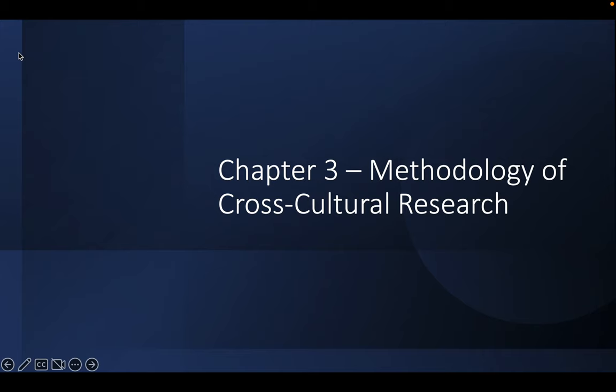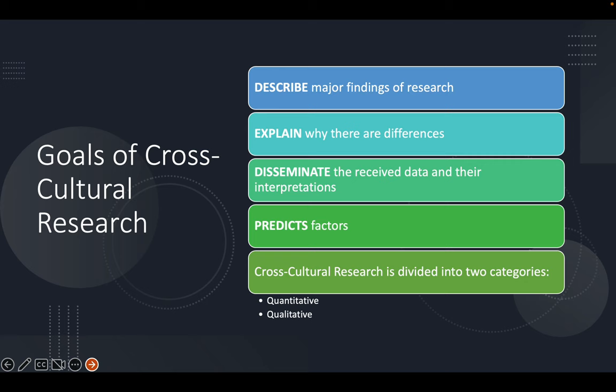This week we're going to talk about Chapter 3, which is the methodology of cross-cultural research. The goals of cross-cultural research. There's four goals. The first is to describe major findings of the research. Then we want to explain why there are differences, or even why there are similarities. But a lot of times our goal is to explain why there are differences. Then we want to disseminate the received data and the interpretations that we're making. We want to predict factors.